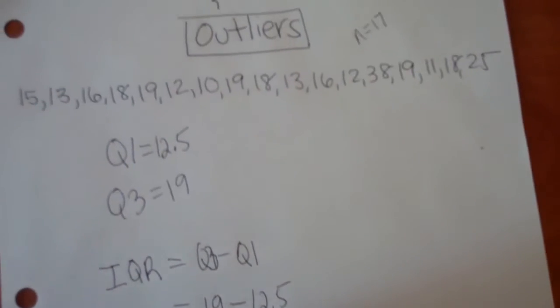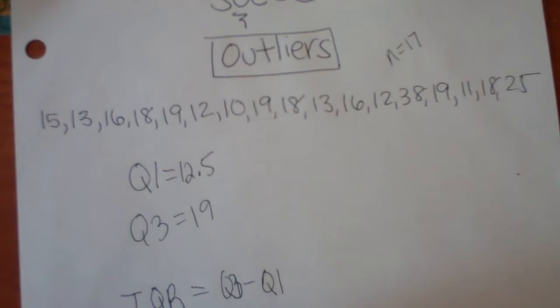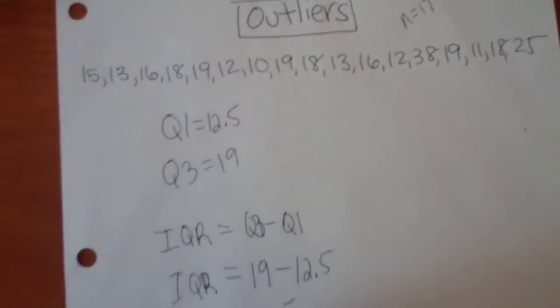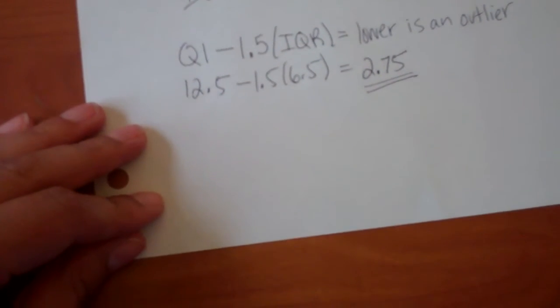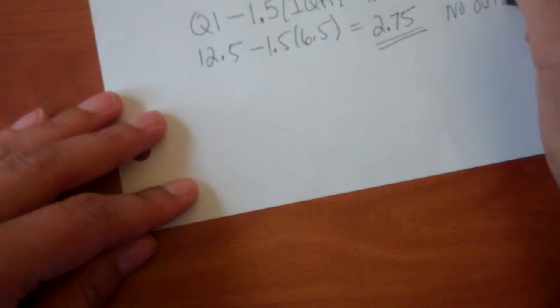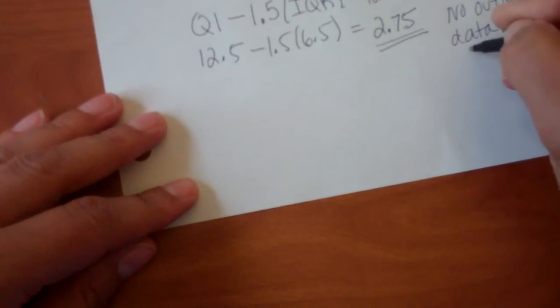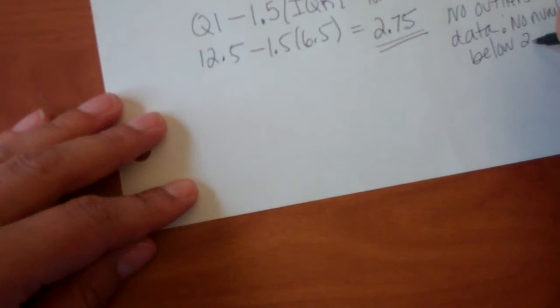So let's go back up and see if we have any number lower than 2.75, and we do not have any number. So there are no outliers that are below. No outliers in data, and that's because there are no numbers below 2.75.